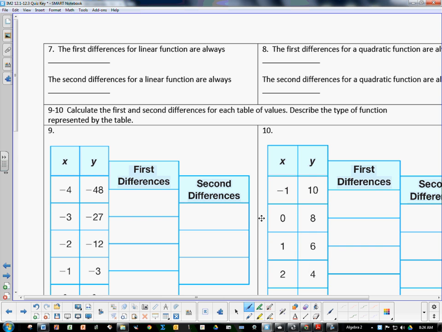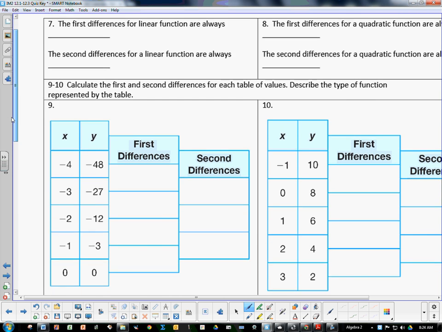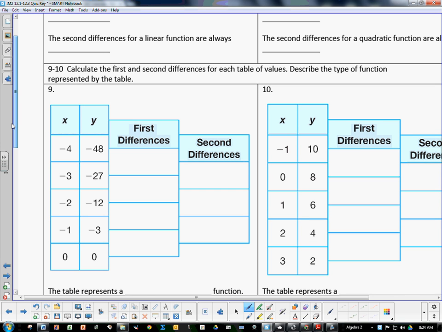So in this video right now, I'm going to do 9 and 10, then we'll go back to 7 and 8. For 9 and 10, all right, let me slow down here to read some instructions. It says, calculate the first and second differences for each table of values. Describe the type of function represented by the table. Okay, let's find the first differences.